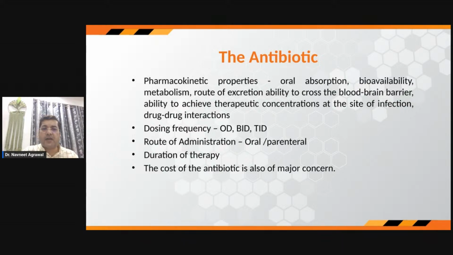Then the dosing frequency: is it once a day, twice a day, thrice a day. Then what is the route of administration, what will be the duration of therapy. I'm sure you all must have seen that when an antibiotic is prescribed for 5 days, usually patients stop the medicine when they become asymptomatic. The cost of the antibiotics is also a major concern. We should choose cautiously the costliest antibiotics or the broad spectrum antibiotics.